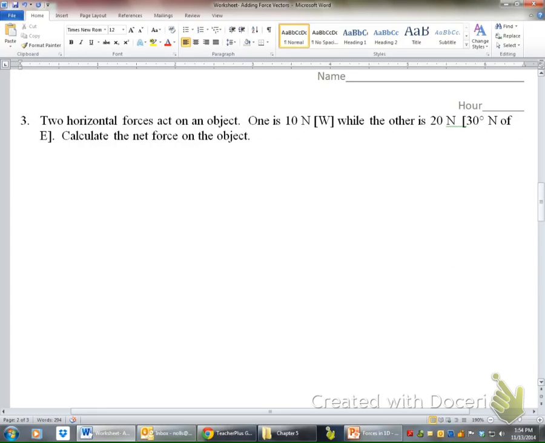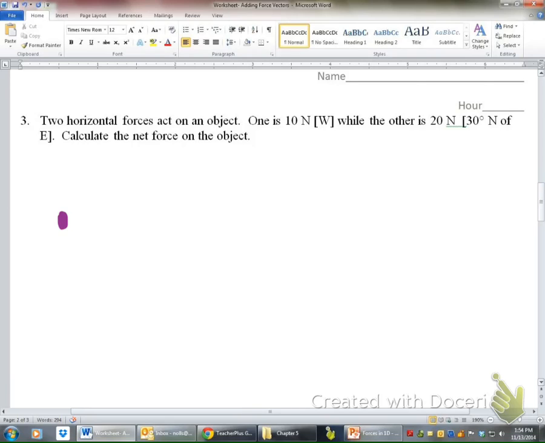Okay, two horizontal forces act on an object. One is 10 newtons west, while the other is 20 newtons at 30 degrees north of east. Calculate the net force. Okay, so we just draw our free body diagram. This is no big deal.